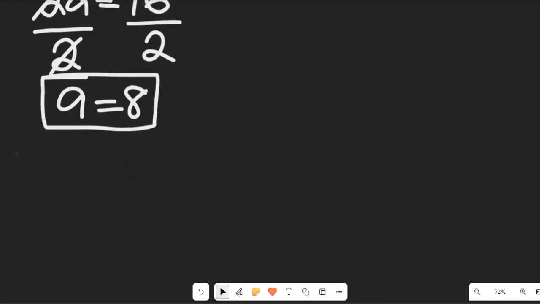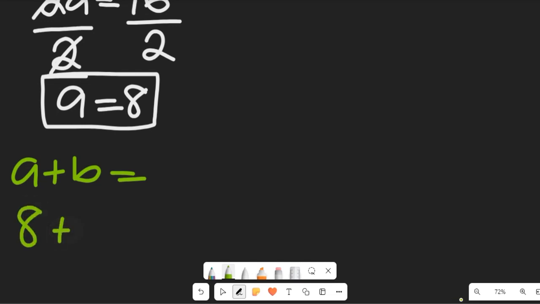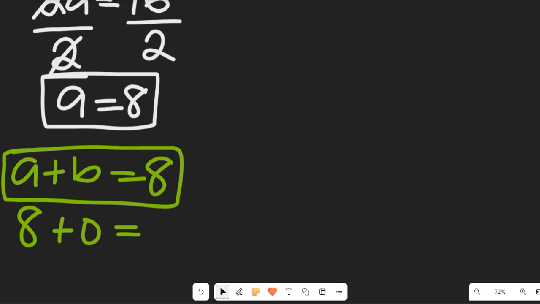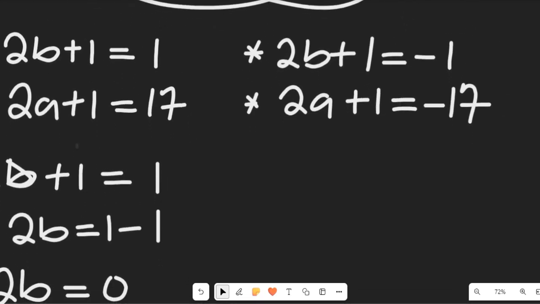So from this expression, we can see that a plus b will be equal to, we have our a to be 8 plus 0, and that will be equal to 8. So a plus b in this instance is going to give us 8. While on this other side, we are going to check the value of a plus b.